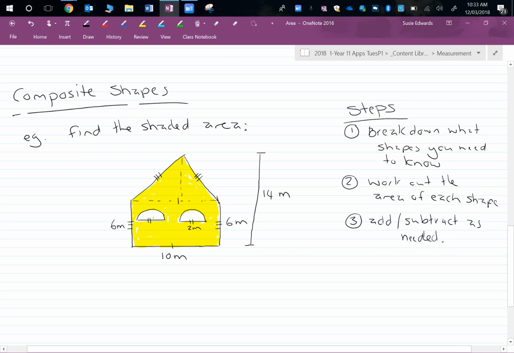Just a dotted line. Yeah, you probably don't really need it just there. So if you write the steps down and just draw the shape, and then we're going to do it together.